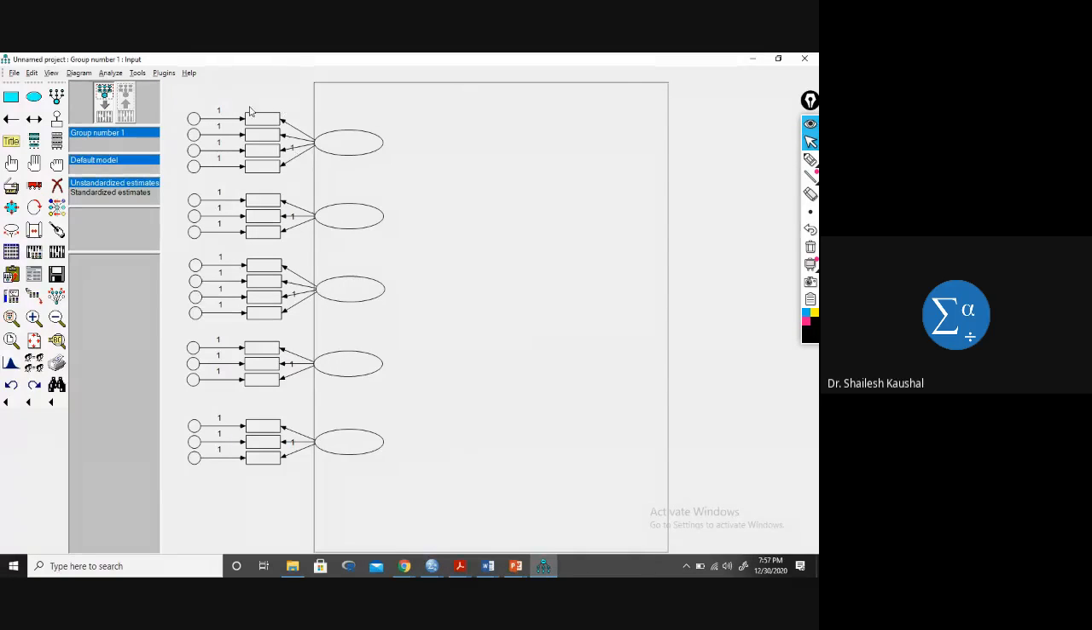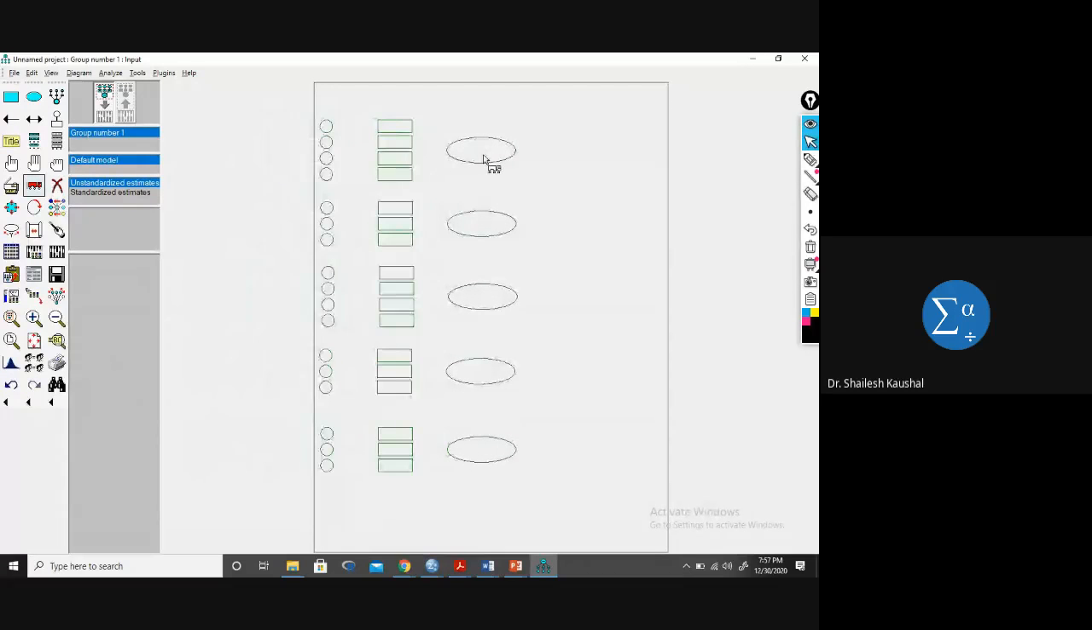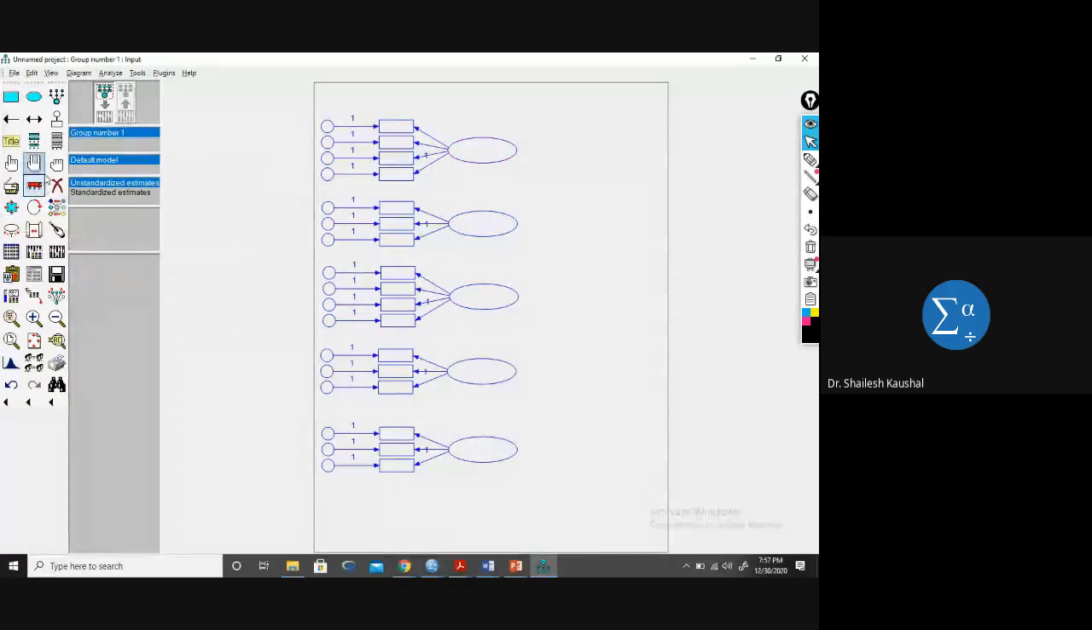So I am selecting all the variables. How to select all the variables? I want to put all the constructs into this rectangle. This is selecting all objects, and then I am moving. This is the move object. I am moving it this way and deselecting all. After deselecting, this is the sign of deselect all objects.